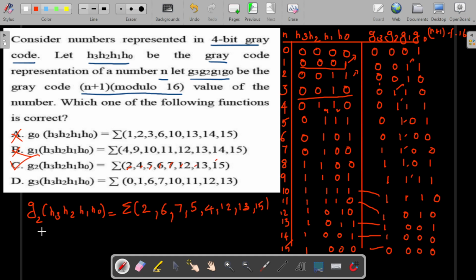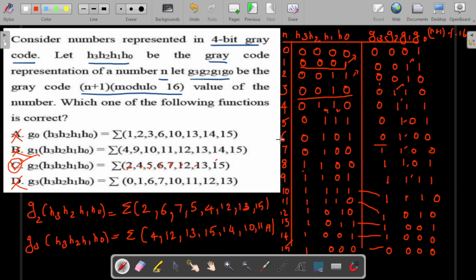So let me check D also, the function of G3. So G3, which is a function of H3, H2, H1, H0, which is equal to a summation of. So let's take wherever G3 is 1. So G3 is 1 from here. So this decimal equivalent is 4. So this is starting from 4. And then this is 8 plus 4, 12. Then 13. This is 15, 14, 10, 11, and this one is 9. Okay. If you see, 0 is present here, but 0 is not coming. So this one is also wrong. So the only correct option is C.